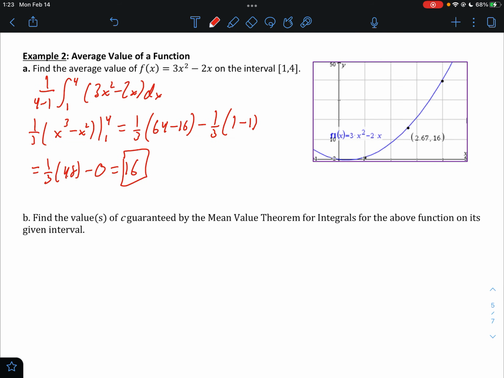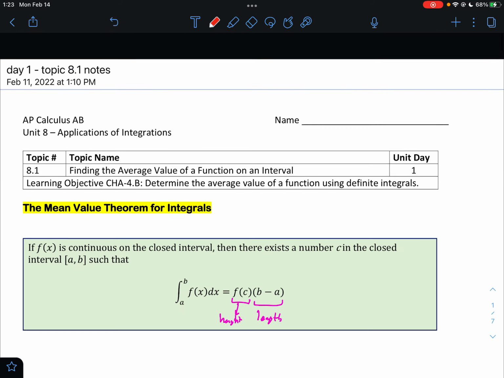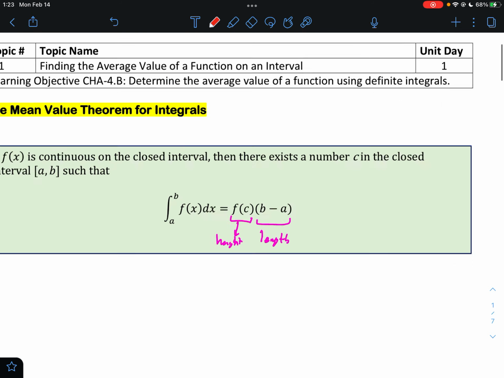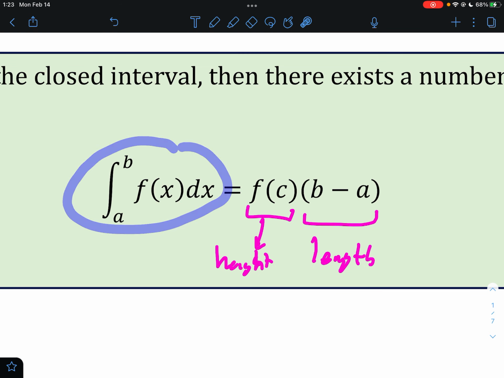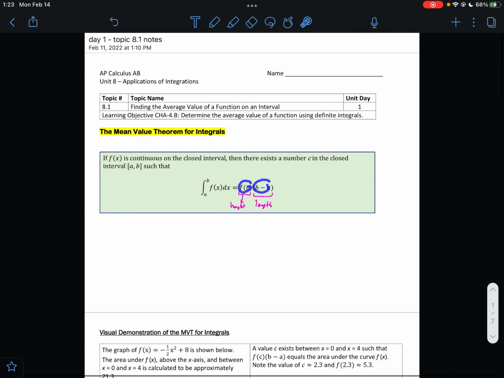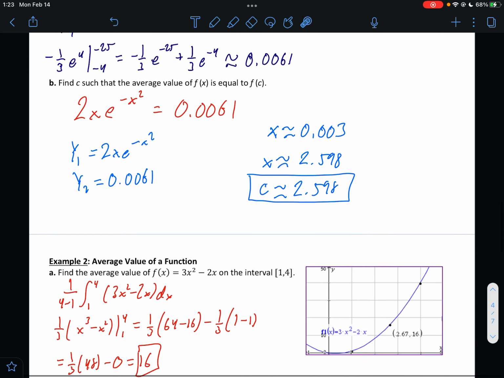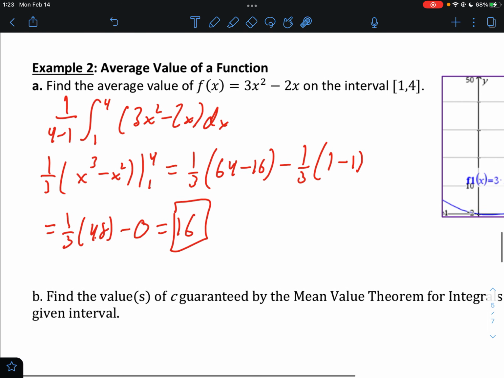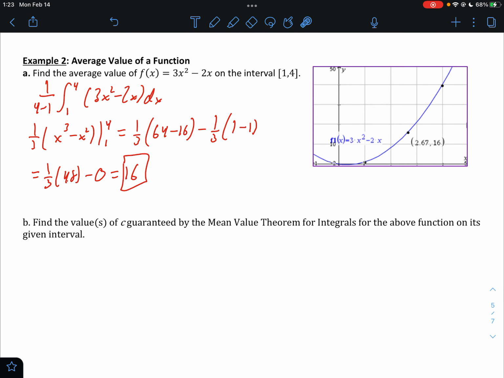Question B, find the value of c guaranteed by the mean value theorem for integrals for the above function on its given interval. Okay, so if you look back to the mean value theorem, we set our integral equal to f of c times b minus a. Where are we at here? Okay, our integral was equal to 48. All right, but 1/3 of that would be minus a.